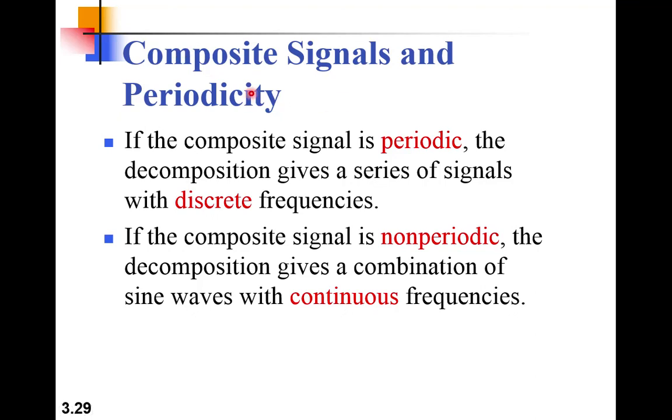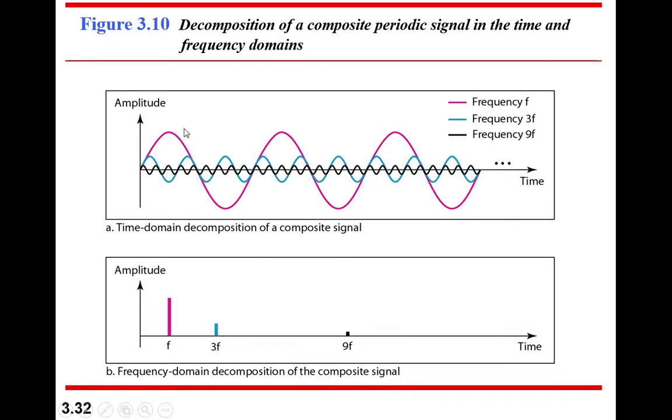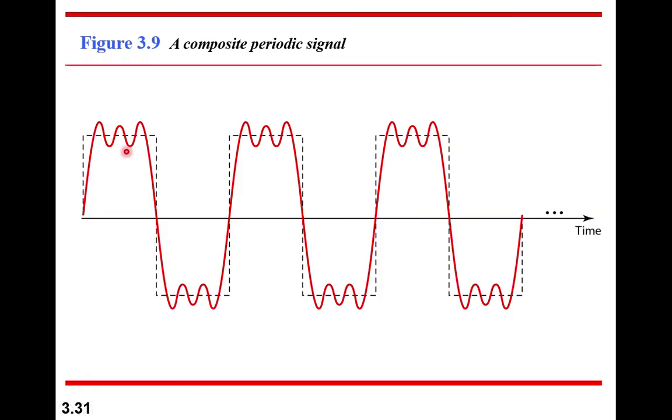Now, periodicity. If the composite signal is periodic, then decomposition gives a series of signals with discrete frequencies. And if the composite signal is non-periodic, then the decomposition gives a combination of sine waves with continuous frequencies. For example, we can see this is a composite periodic signal because it is repeating its pattern continuously. So this is periodic.